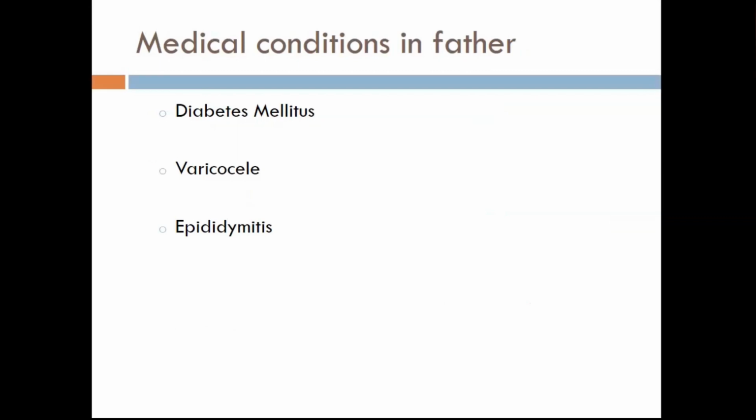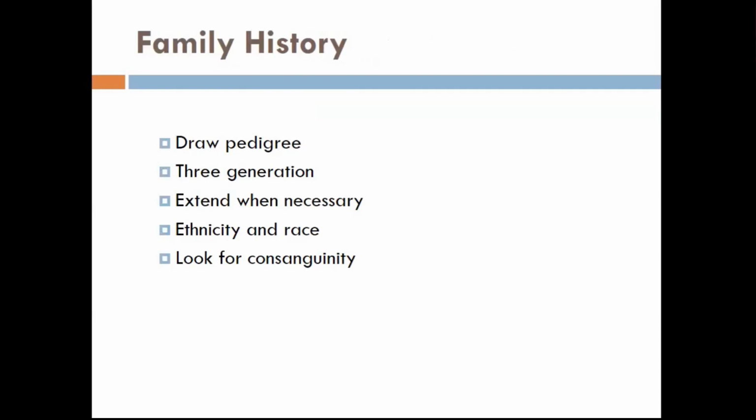Medical conditions in the father are not that important, but if the father has diabetes, varicocele, or epididymitis, it might have an adverse outcome in the pregnancy. So in family history, draw a 3-generation pedigree, extend when necessary, look at ethnicity and race, and look for consanguinity.